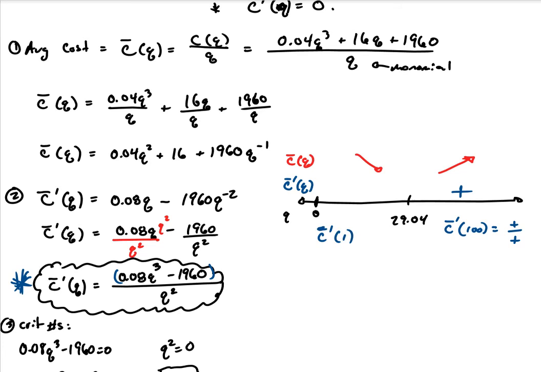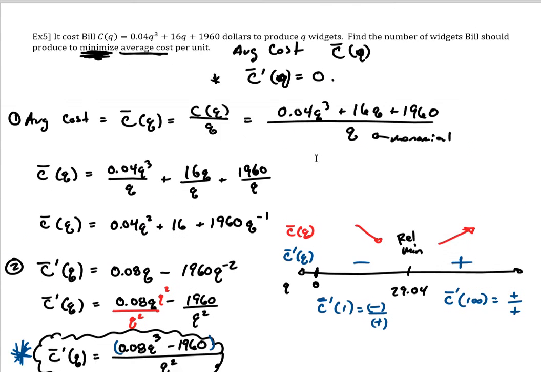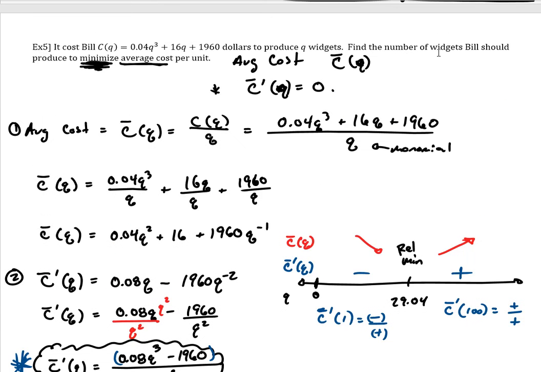So C bar prime of 1. If I plug 1 in, the top would be negative because 0.08 minus 1,960 is negative. Divided by 1 squared is going to be positive. So a negative divided by a positive is negative. Okay, and like I said, that's what should happen. They're not going to trick you. So this should be a relative minimum because that's the one quantity we found as a critical number that makes sense. Okay, so sometimes like the Q equals 0 really doesn't make sense for this scenario.